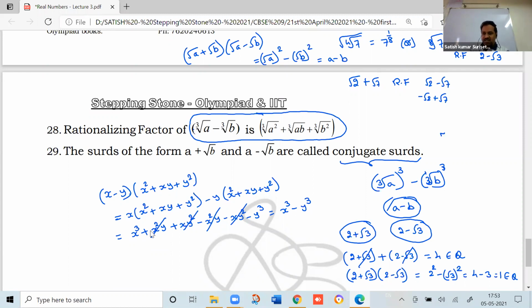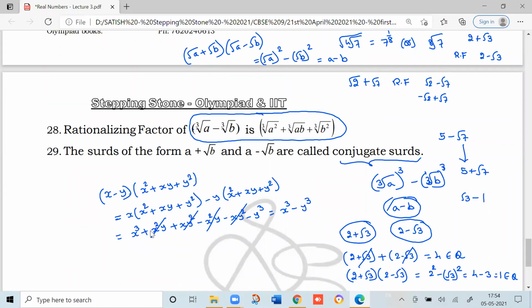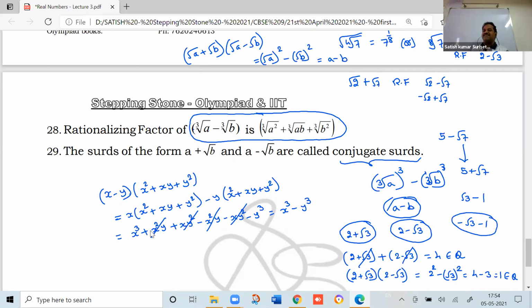So what is the conjugate of 5 minus root 7? 5 plus root 7. What is the conjugate of root 3 minus 1? Root 3 plus 1? No. Minus root 3 minus 1 I should take. Why? Because the sum as well as the product both must be rational. So remember that only for the third part you change the sign.